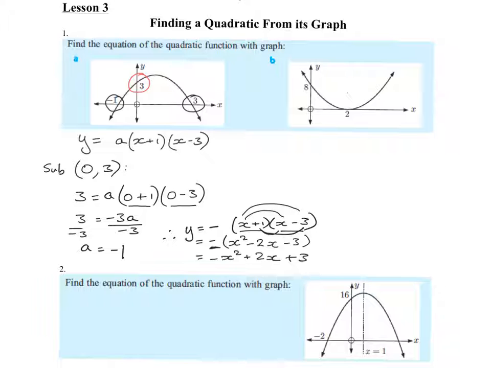Now, I just wanted to show you that when we expand it, if we get this quadratic, it makes sense that it goes with the graph because of the negative in front of the x squared. That means it's concave down, just like our graph in A is concave down. So it all makes sense. Okay, now for B.